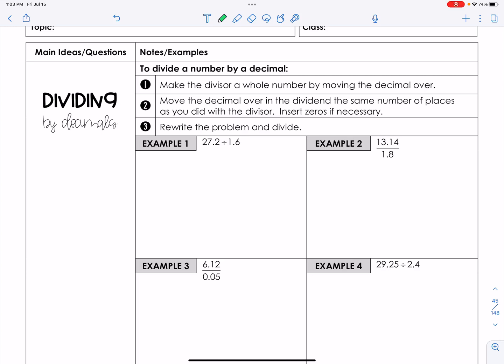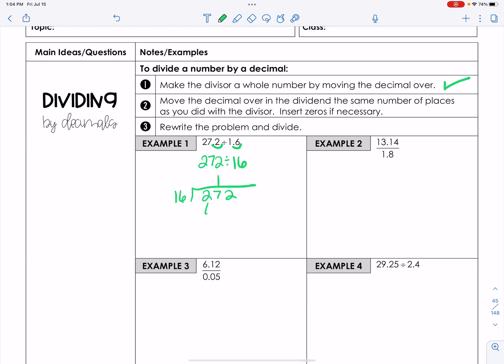So we are going to divide by a decimal. What you have to do is make the divisor a whole number by moving it over. So you're going to move this over to be a 16, which means that you have to move the numerator over as well. So it's going to be 272. So you have to move both of them over. So you're actually doing 16 divided by 272.